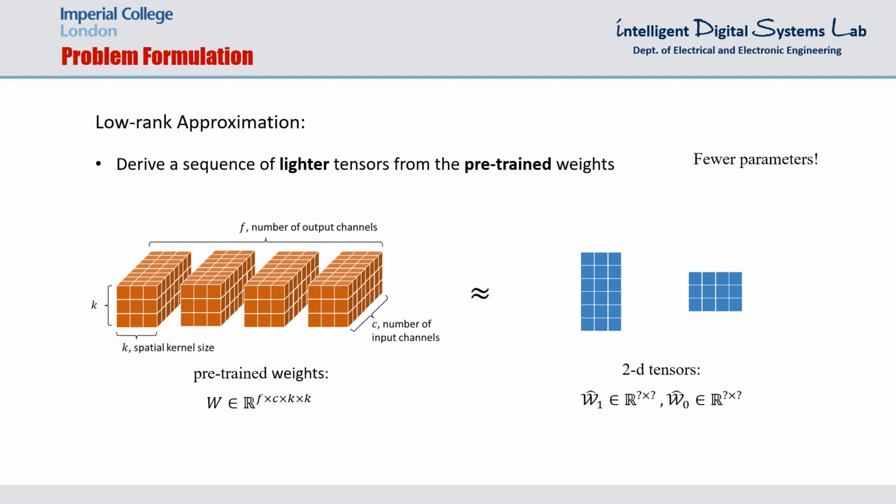Since the weights of each convolution layer can be represented by this 4D tensor W, we need to identify a set of 2D tensors in order to approximate the original weights. We need to figure out the number of 2D tensors we'd like to use and also the shape of them. We also need to determine the type of operations we need in order to reconstruct the original weights from these 2D tensors. Some commonly used operations are listed here.